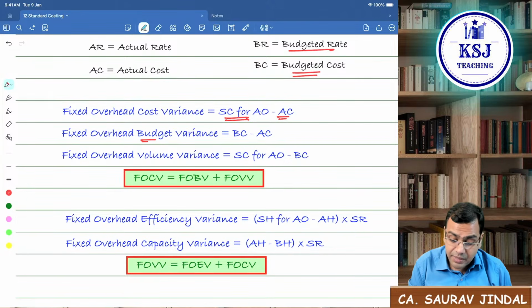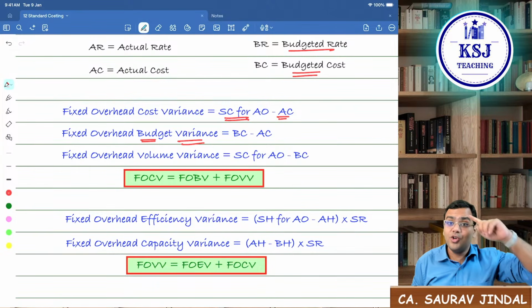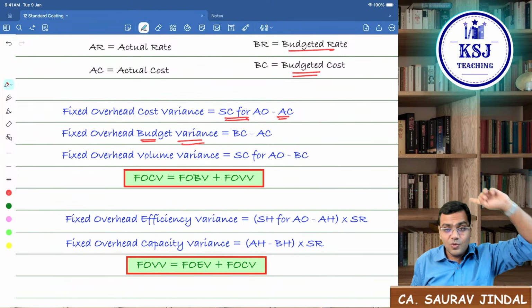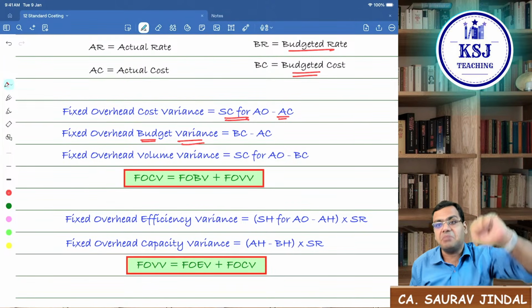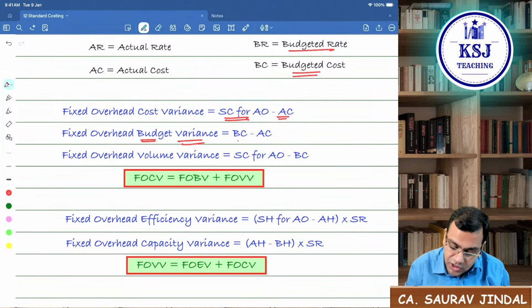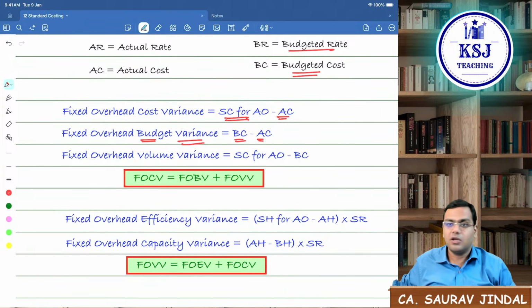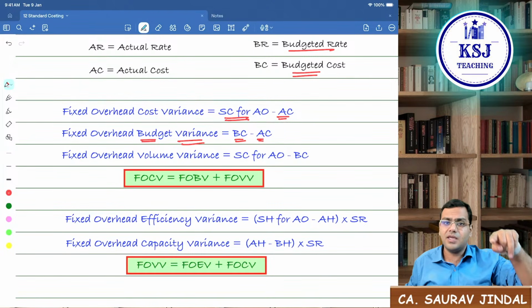Then fixed overhead budget variance. Budget variance is what you originally planned for. What is the budget that you have set and what actually happened? So it is the budgeted cost minus actual cost. If I say in Hindi, it is क्या सोच कर गए थे और क्या करके आए.